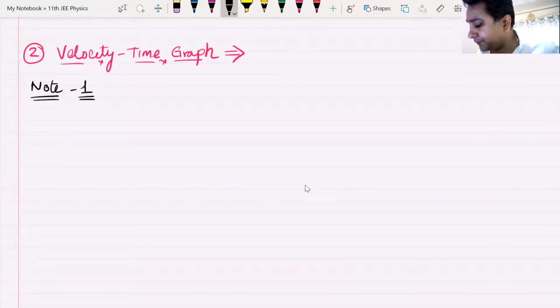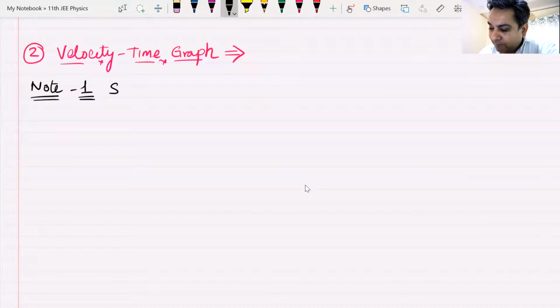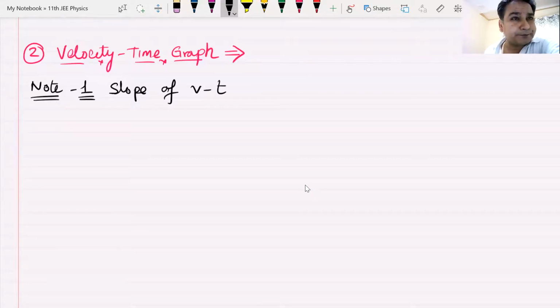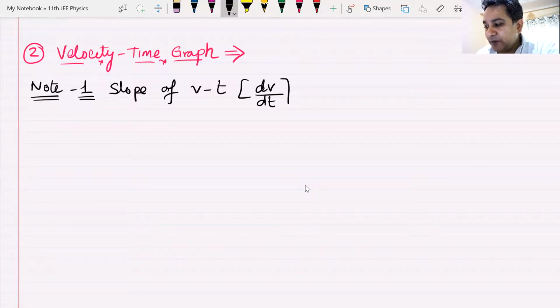Note number 1 here. What will the slope of the velocity time graph give us? Slope of the VT graph gives us what? dv by dt. That will be your slope, dv by dt. Yes, Karthik. The slope will be dv by dt and that will give me acceleration, not displacement. Hannah, yes, the slope of the velocity time graph will give me acceleration. But here is another twist.